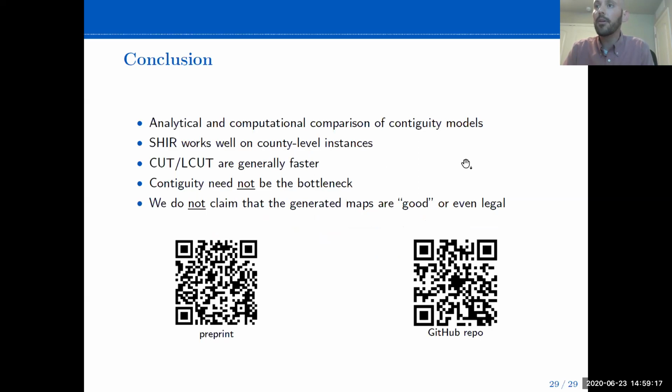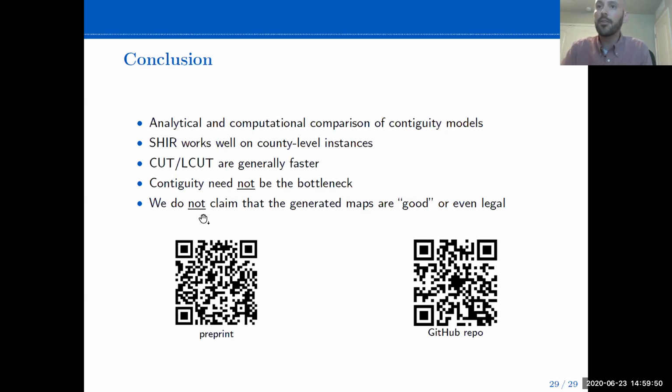And I guess maybe I'll do a quick conclusion if I've got time. So yeah, we have an analytical and computational comparison of these models. I think on the county level instances, this SURE model works fine. But as you move to the tract level, it really is important to use these cut-based models. And I think for at least this objective function, the contiguity constraint, that's not really what makes these instances challenging. I think it's solving the root LP relaxation that's the biggest bottleneck.